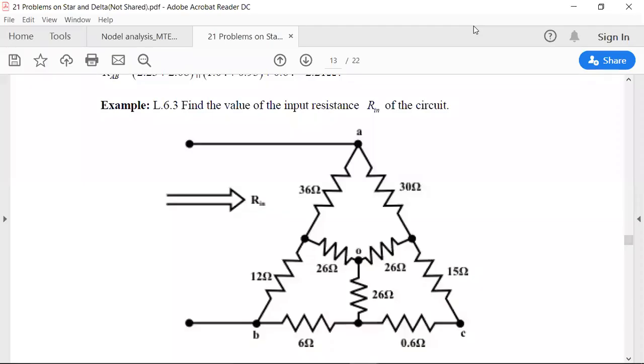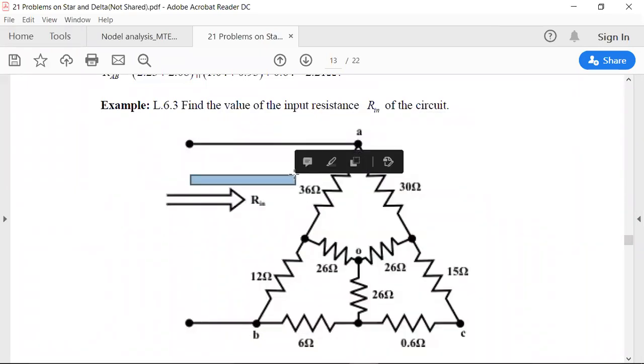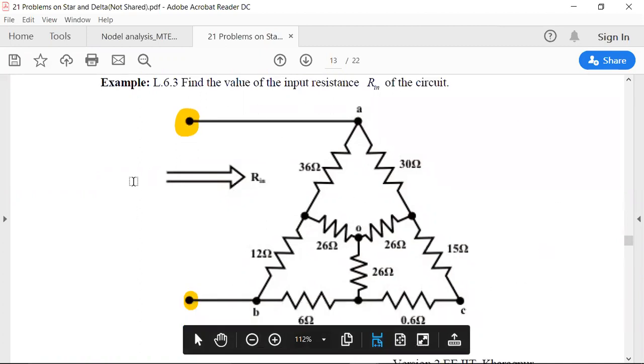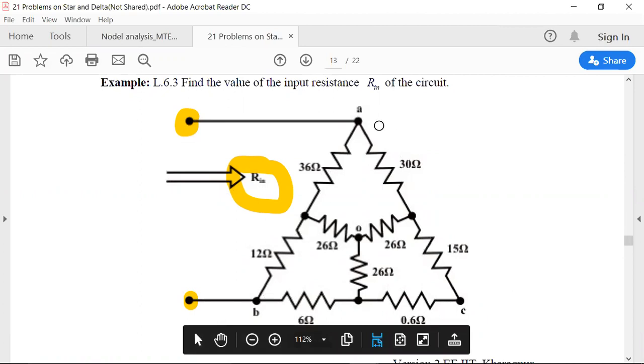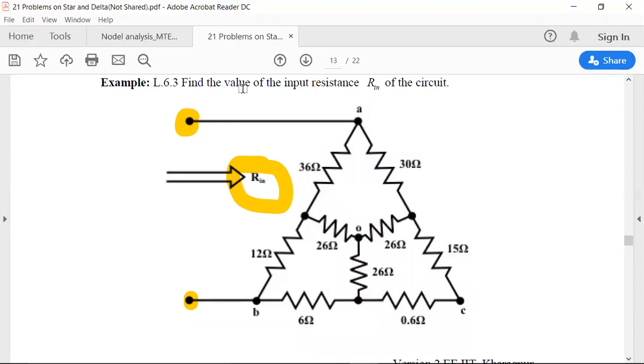For this, let me add my marker. Let me say this is the A point, this is the B point. Across these two points, you need to find the R input. All the resistors are connected in a different shape. Now find the value of input resistance across R input.